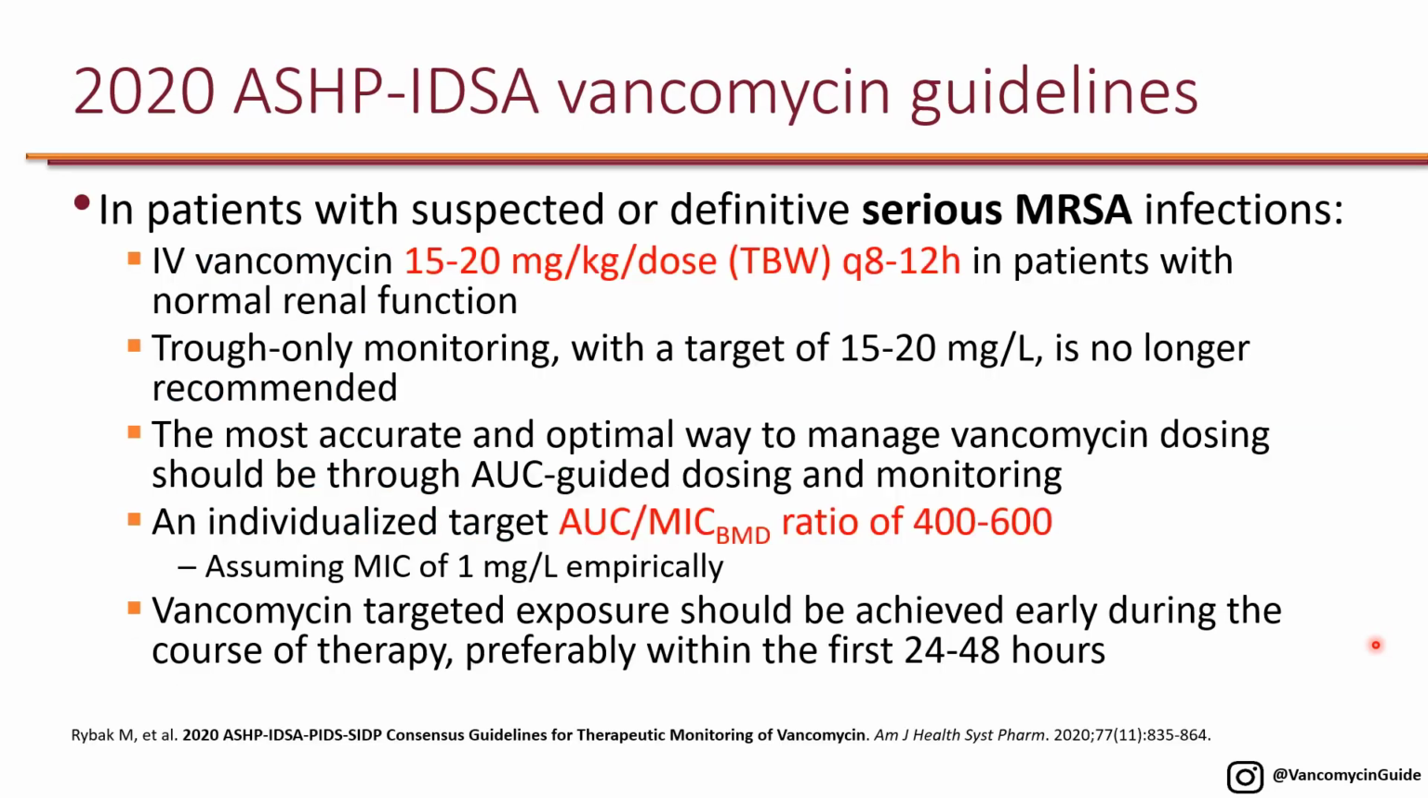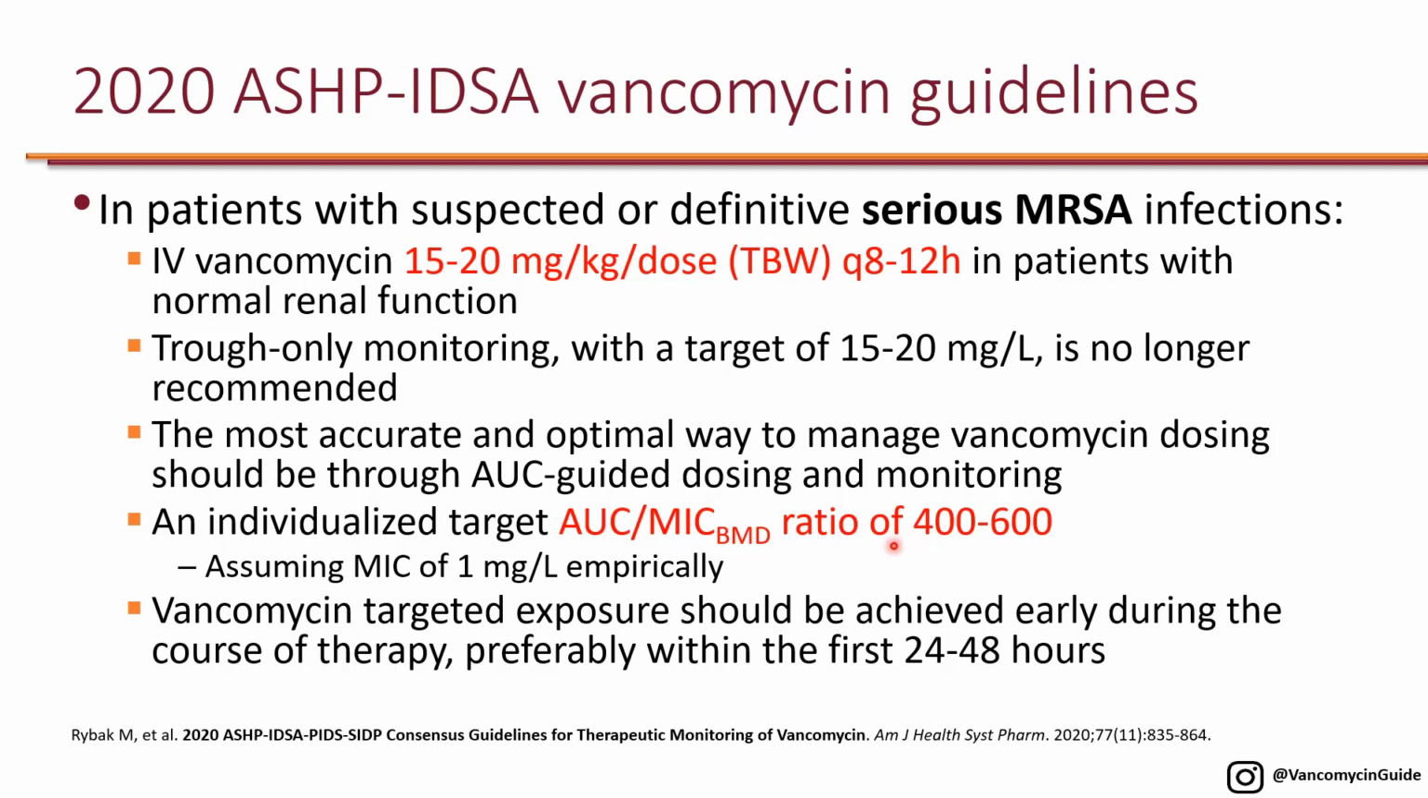Now, in the 2020 ASHP IDSA vancomycin guideline, they make the same recommendation of 15 to 20 milligram per kilo per dose using total body weight every 8 to 12 hours in patients with normal renal function. They say that trough-only monitoring with a target of 15 to 20 is no longer recommended. They say that the most accurate and optimal way to manage vancomycin dosing is through AUC-guided dosing and monitoring, specifically targeting an individualized AUC to MIC ratio of 400 to 600.